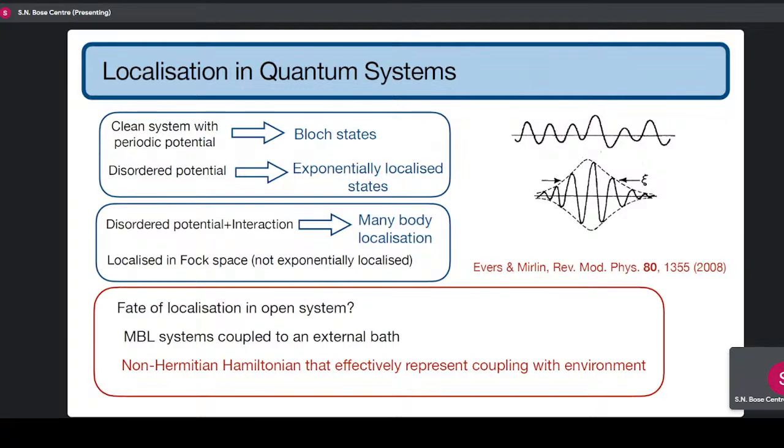which was termed many-body localization. This localization is slightly different from Anderson localization in the sense that it is not exponentially localized, but it has very interesting properties like area law entanglement and so on, and obviously memory of initial conditions as well.